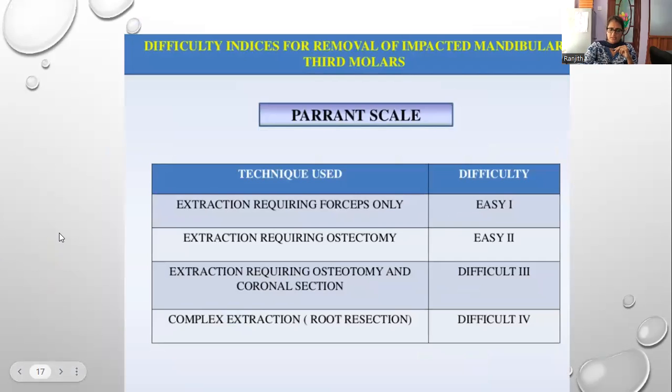Coming to the Parant scale, the Parant scale is based on the technique used. That is, if extraction is done with the forceps alone, it is given a score of easy. Difficulty index is easy. And extraction requiring an ostectomy, it is easy too. Extraction requiring osteotomy with a coronal section, that is given as difficult 3. And complex extraction, which requires a root resection, is given as an index of difficulty 4.